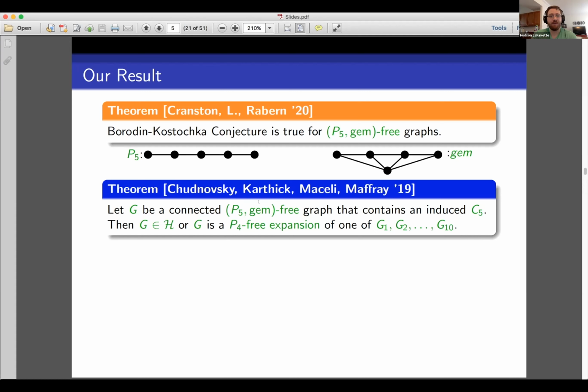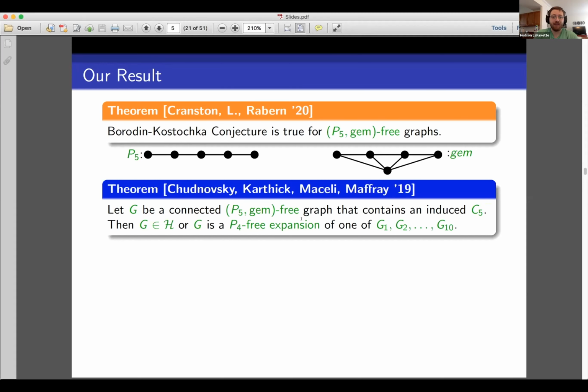They said if you're connected, P5 gem-free, and you have an induced C5, which we'll get, they got this through the strong perfect graph theorem. We did as well. Then you're one of 11 cases. You're the script H, or you're a P4-free expansion of G1 through G10. These are very small graphs, at most 10 vertices.